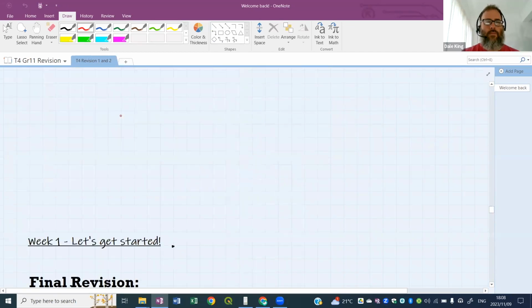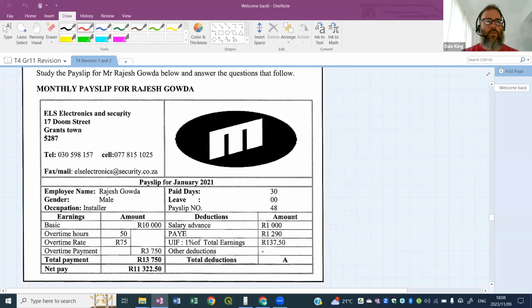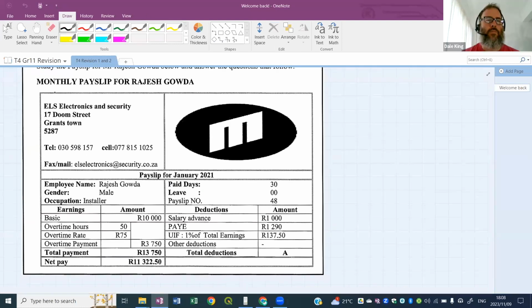So the first thing we know is this is the name of the company that this person works for. Mr. Gowda works for an electronics and security company. There are all the details of the company in the top left corner. Then here we have the employee details in this row, and the number of days this person was paid for, 30 days. And we see it's the 48th pay slip for this person.